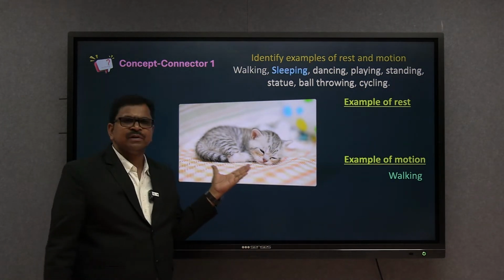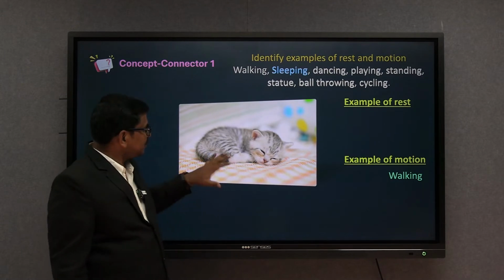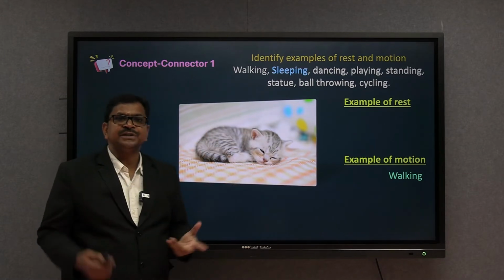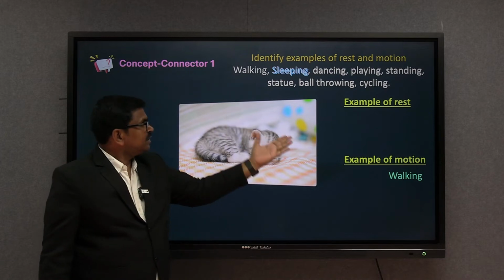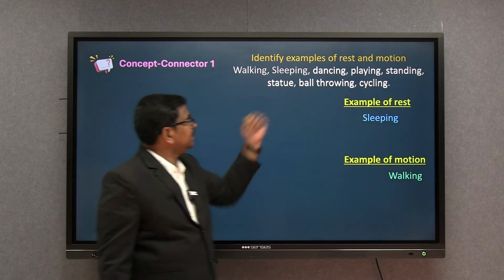You see here our favorite character cat is sleeping deeply. But if you observe, while sleeping the position never changes. So it must come under rest. The next activity is dancing.